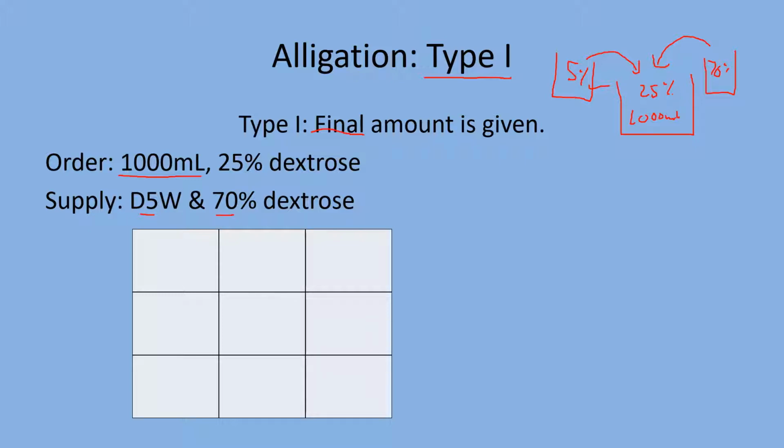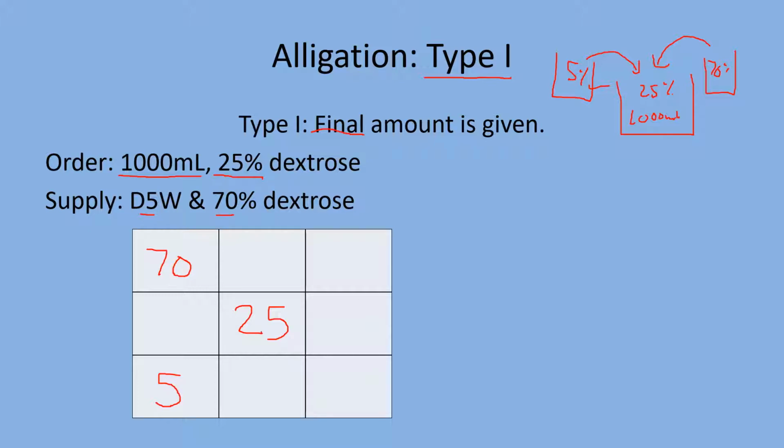So to do the math, we set up a tic-tac-toe grid. Sometimes allegation is called tic-tac-toe. Your first step is to put the ordered concentration in the middle. The ordered concentration is 25, so you don't need the percent sign. And then you have two supplies, 5% and 70. You're going to put those along the left-hand side. So here's 70, here's 5.